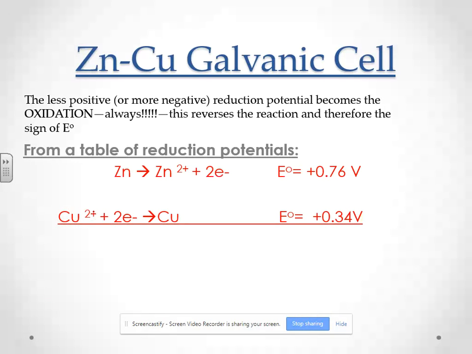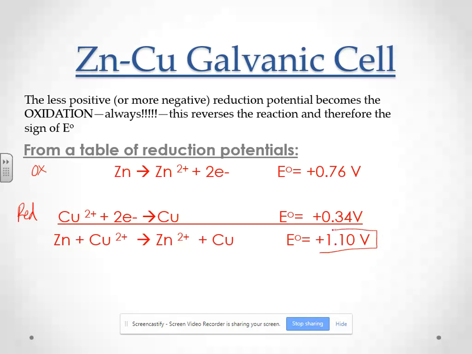And then for copper, we leave it as a reduction. So this is now an oxidation, and this is our reduction half reaction. Now, notice that when you add these together, you're going to definitely get a positive cell potential. We get a positive 1.10 volts of electricity that will flow. Now, what you do now is make sure that your electrons cancel out. Now, these happen to be equal.